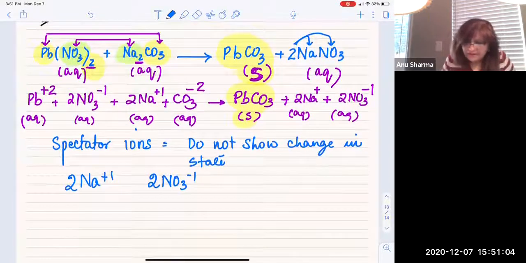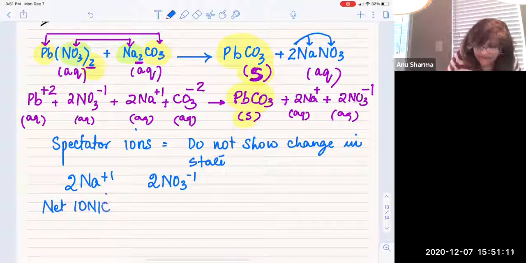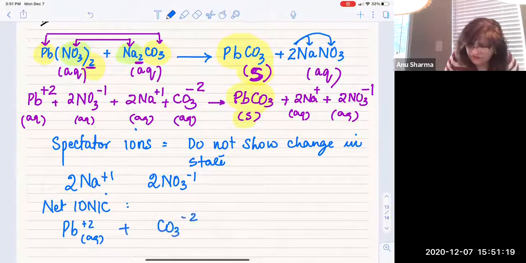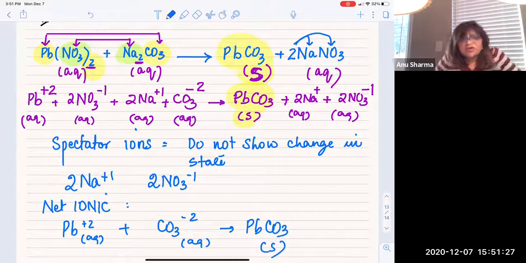And which ones make up your net ionic equation? Net ionic is lead plus 2 state aqueous reacting with carbonate 2 minus state aqueous, and this gives you PbCO3 as a solid. All right, good. There are a lot of details in this. You might know it, but you just don't quite have it yet.